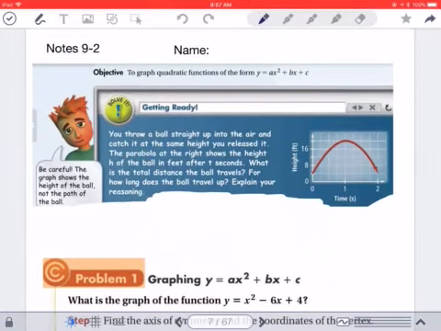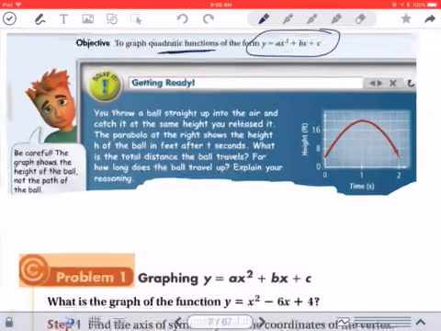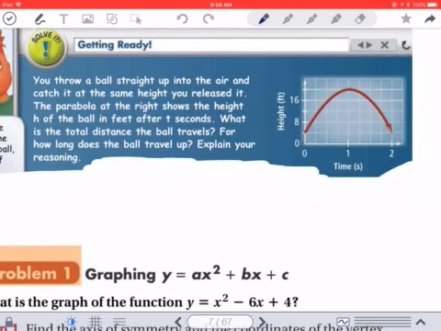All right, we're moving on to 9-2 today. So our objective is to graph quadratic functions in the form of ax squared plus bx plus c. So we want to be able to graph basically any quadratic function. Read this getting ready problem.